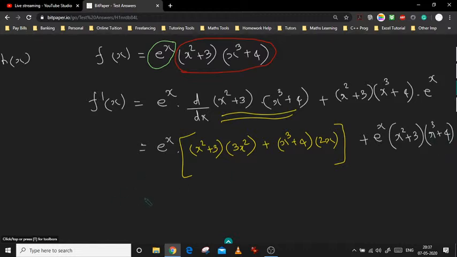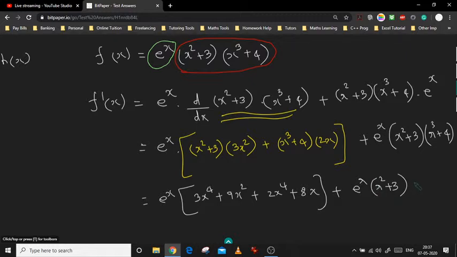Let's see if we can simplify this further. We'll distribute the e power x into this one, but before that we just have to simplify what we have inside this bracket. So this is going to be e power x into 3x power 4 plus 9x squared, plus, if I distribute the second one, I'll get 2x power 4 plus 8x. This will remain as it is: e power x into x squared plus 3 multiplied by x cube plus 4.